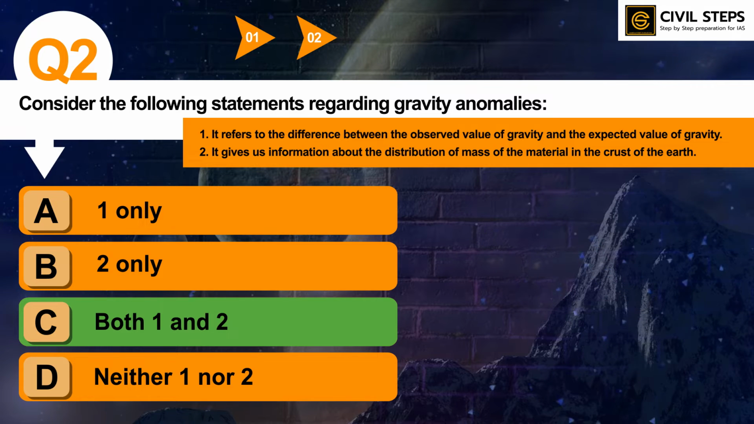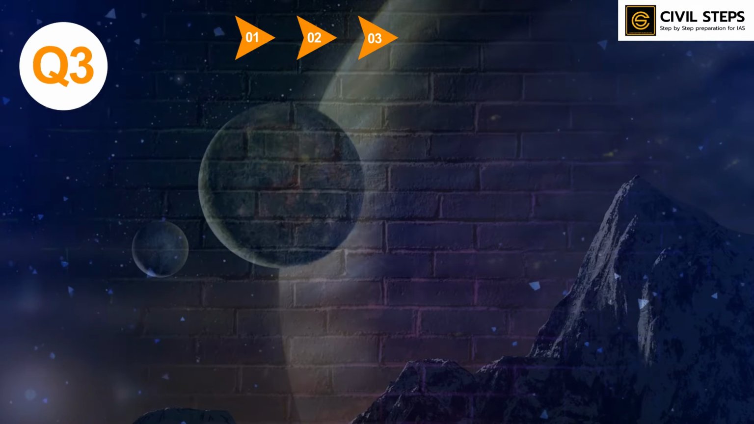So both statements are correct regarding gravity anomalies. So you should know what is gravity anomalies. So this is all about question number second. Let us now discuss question number third.